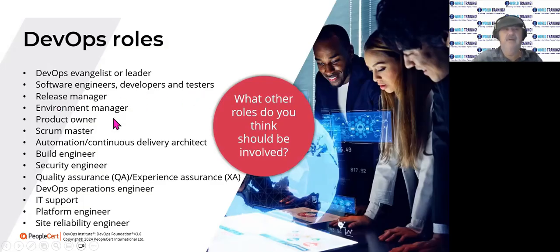Release management as well, environment managers, product owners, scrum masters, delivery architects, possibly build engineers, security engineers and security people, quality assurance people, operations engineers, IT support people, platform engineers, site reliability engineers. You may think of some others as well, but it's a pretty long list of people that are affected by DevOps. So no doubt this is why a transformation is a big effort across the board, because it affects pretty much everybody. It's a way of working. It's not just a new tool or something.